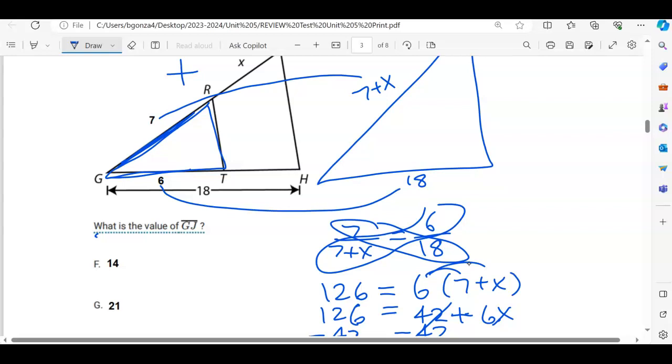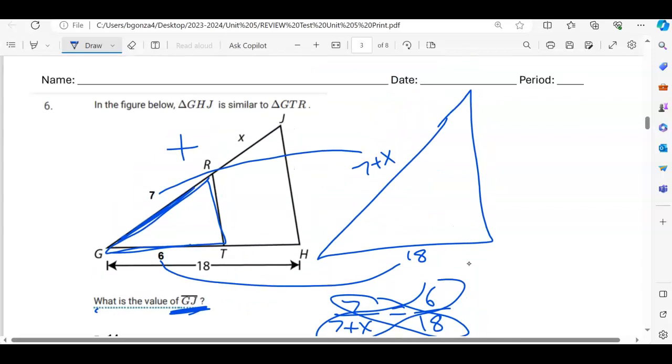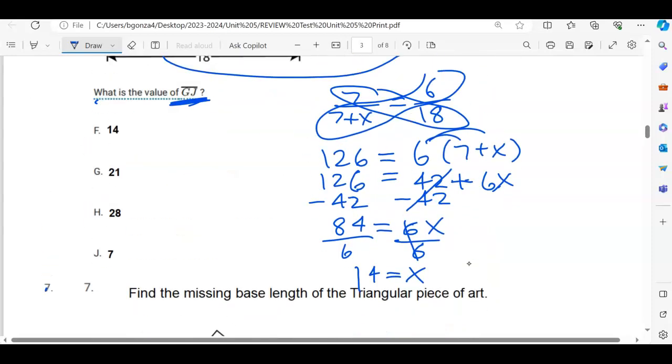Okay. No, it's not x, it's GJ. GJ is all the way across, right? So if x is 14, that's cool. I still need to figure out GJ. So 7 plus 14, 21. So it's not F. I know that's a common error, but it is 21.